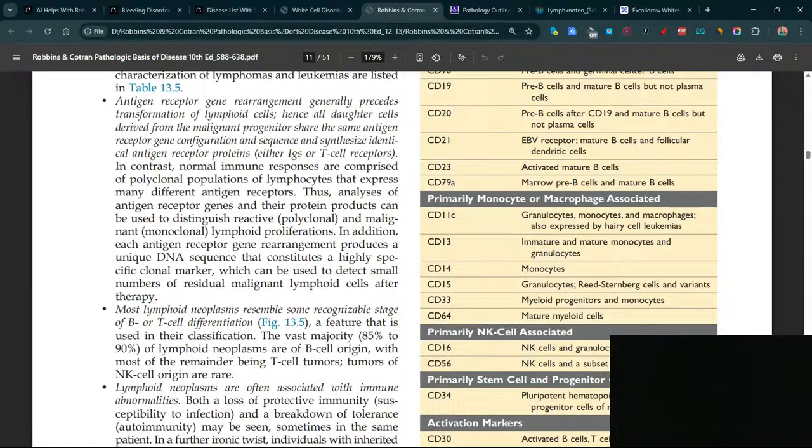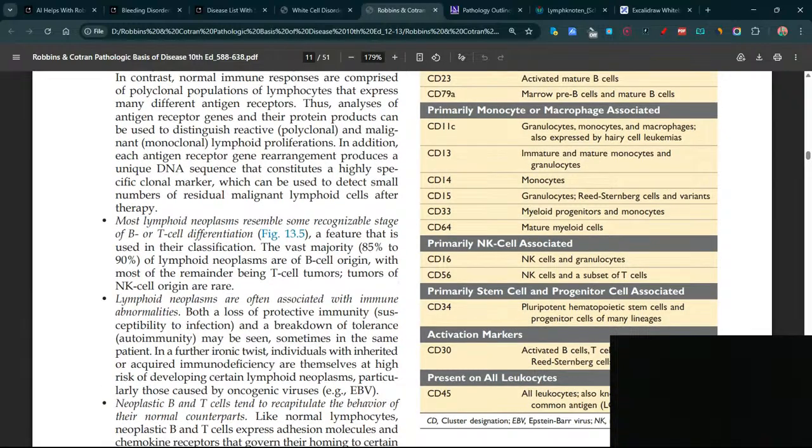Most lymphoid neoplasms resemble some recognized stage of differentiation, and this feature is used in the classification. The vast majority of lymphoid neoplasms are of B-cell origin, with the remainder being of T-cell origin.